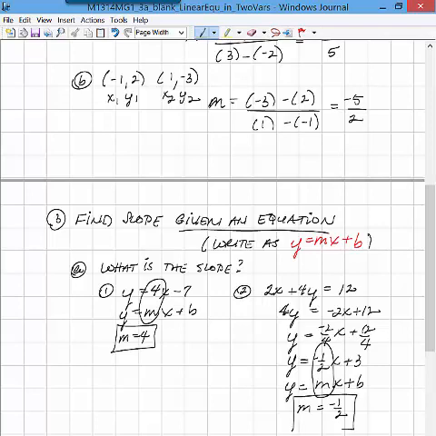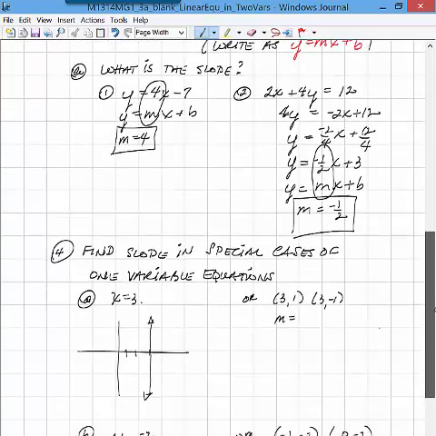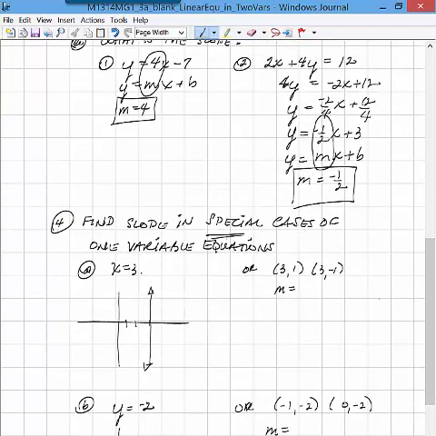So sometimes the equation is given to us and we can just retrieve the slope from the equation immediately, and other times we have to rearrange the equation so it says y equals. Okay, the next way of finding slope is our special cases, meaning our vertical and horizontal lines.